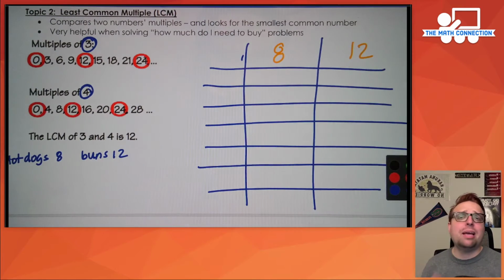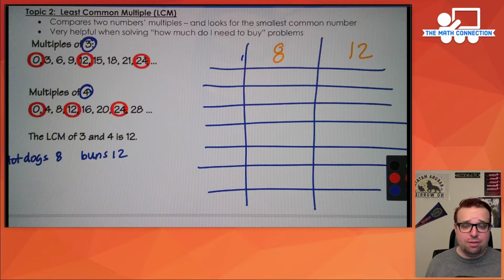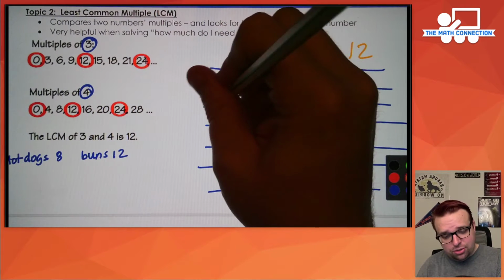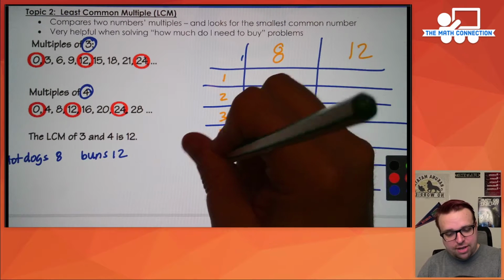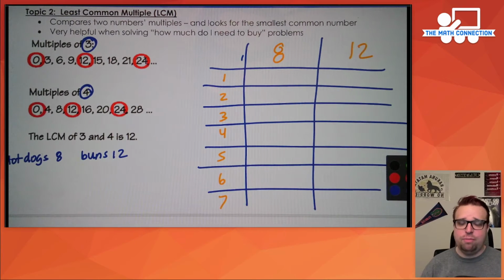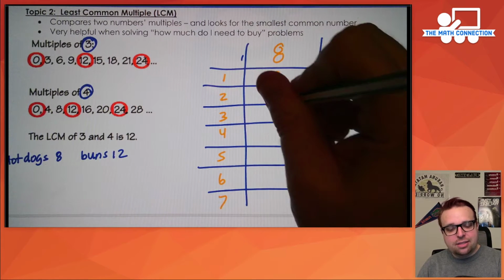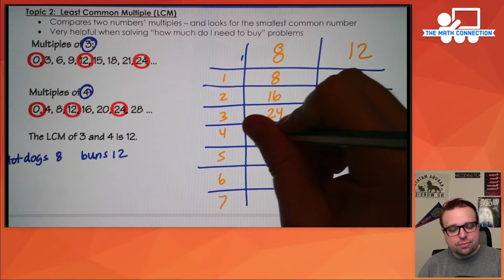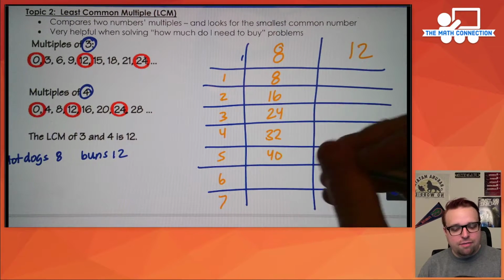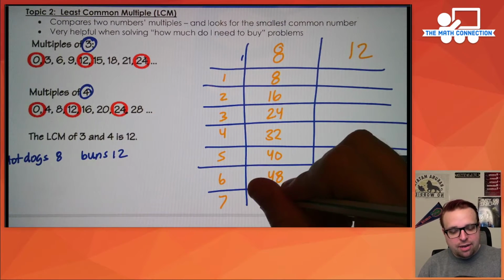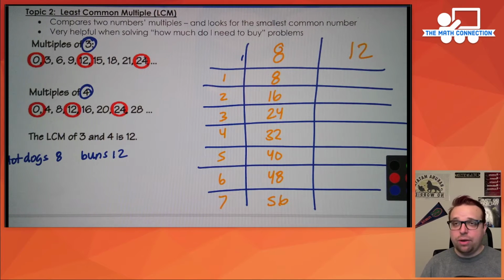So I'm going to skip 0 because we know 0 is never the answer. So 1, 2, 3, 4, 5, 6, 7. Hopefully it's not more than 7. I don't remember the answer. Let's do it. 8 times 1 is 8. That's 16, 24, 32, 40, 48, and 56. Hopefully I don't get any higher than that.